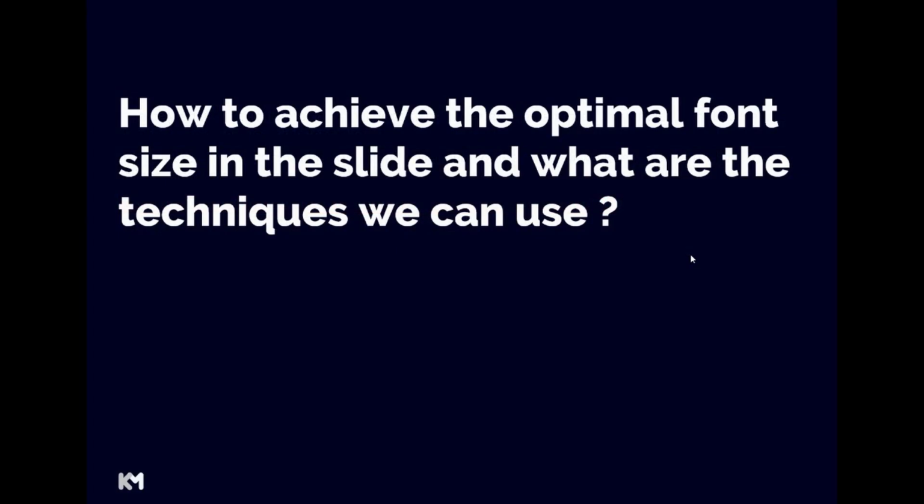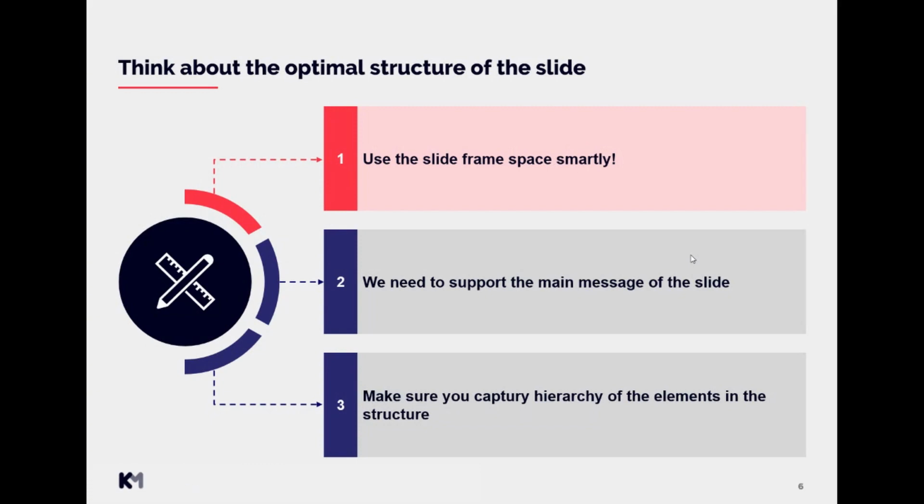So how do we achieve the optimal font size in the slide and what techniques can we use? We should always think about the optimal structure of the slide. So try to use the slide frame space smartly and then think about the message of the slide. We should always support the message of the slide, so it should not get lost in some kind of organization of the boxes because of the optimal font size. And we should also keep the hierarchy of the elements in the structure.